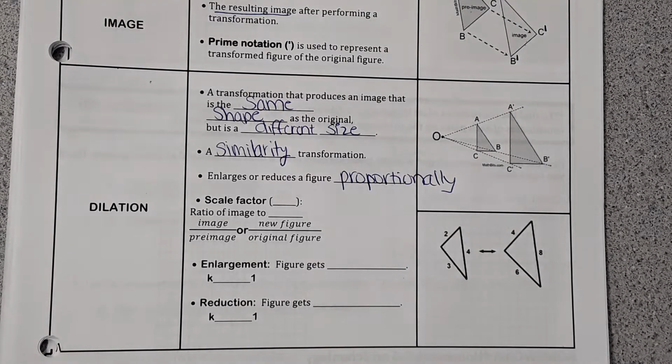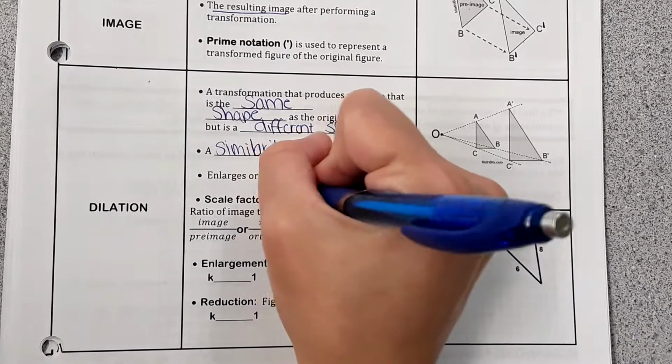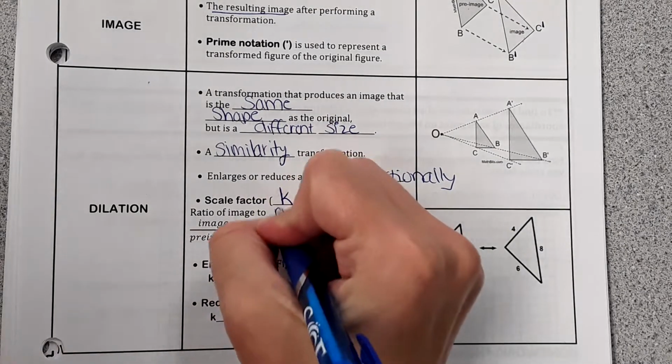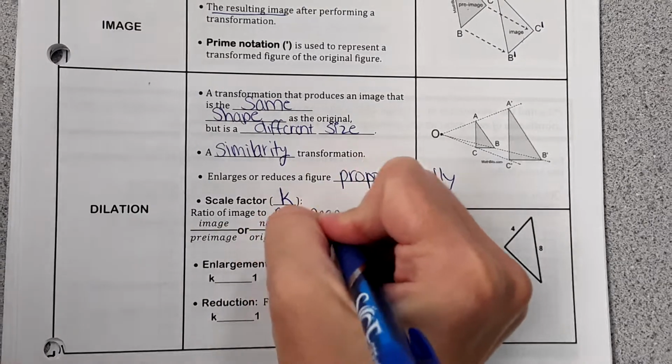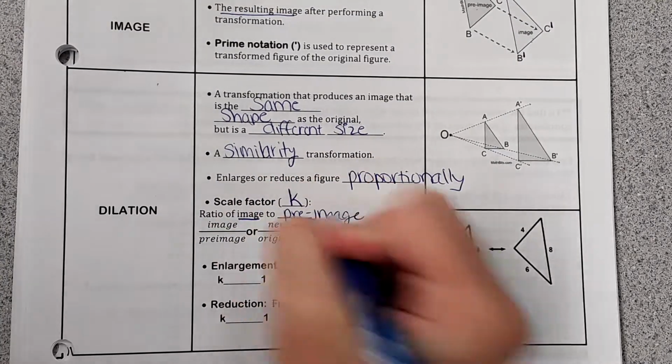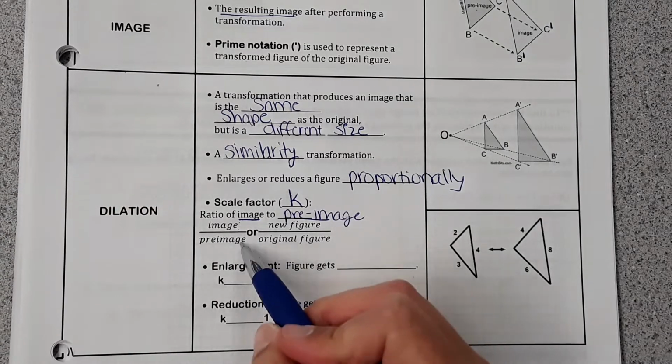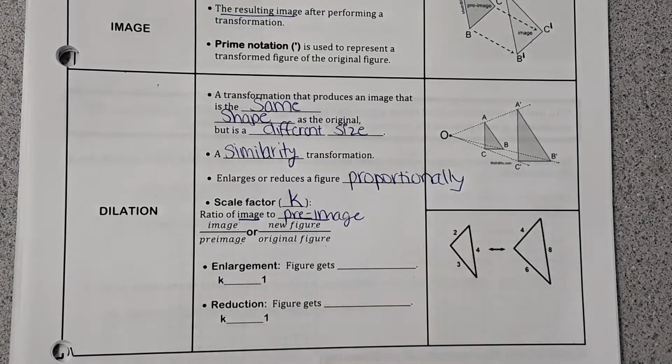Okay, what else? Scale factor. Scale factor, we're going to continue to use the variable k. The scale factor is the ratio of the image to the pre-image. That order is important, image to pre-image. So when you set up the ratio for scale factor, it's the image over the pre-image, or the new figure over the original.